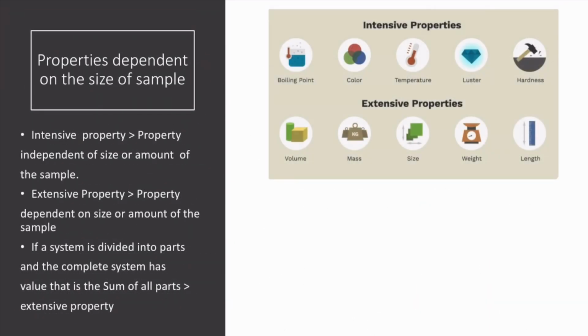Next, let's talk about size-dependent properties, or intensive versus extensive properties. Intensive properties are independent of the size or the amount of the sample. Some of these properties include the boiling point, color, temperature, luster, and hardness, among others. Extensive properties are dependent on the size or the amount of the sample. Some of these include the volume, the mass, size, weight, and length.